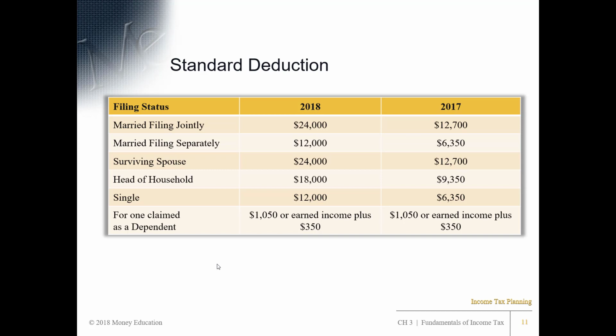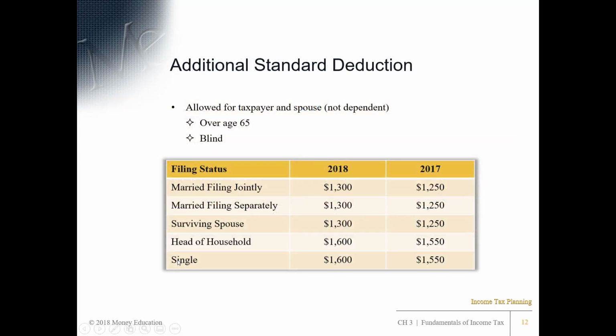So say, for example, you have a child that's in college. You're claiming the child in college, but they also earned income. So they would get $1,050 or earned income plus $350 as their standard deduction. There's an additional standard deduction allowed for a taxpayer and a spouse, not a dependent, over the age of 65 and blind. So married filing joint, if one of you is over the age of 65 or blind, it's $1,300. If you're single, it's $1,600. And it was $1,250.